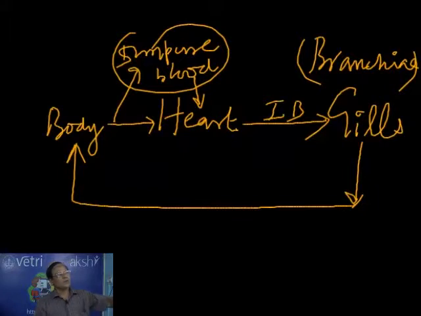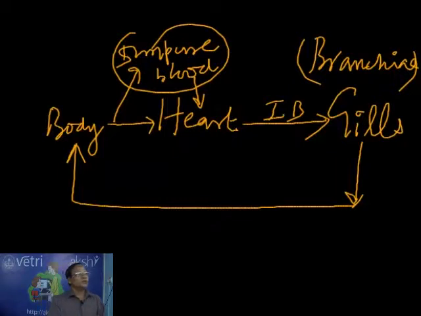Such a heart, where you have only impure blood present, is called the venous heart, unlike the arterial heart. So our heart is a mixture of arterial and venous heart, because we receive both impure as well as pure blood. But in the case of this heart, it receives only impure blood, it never receives pure blood.